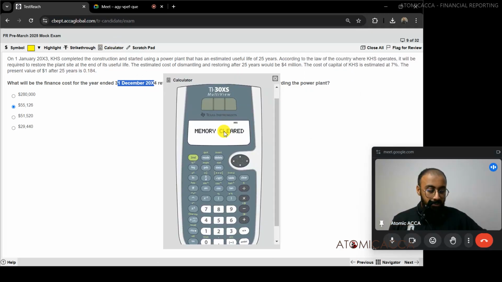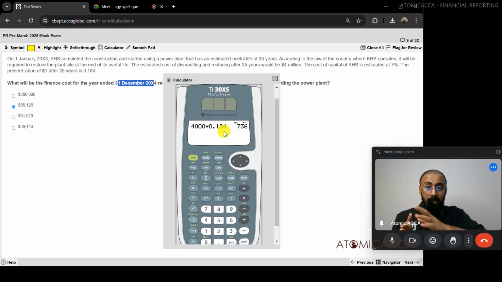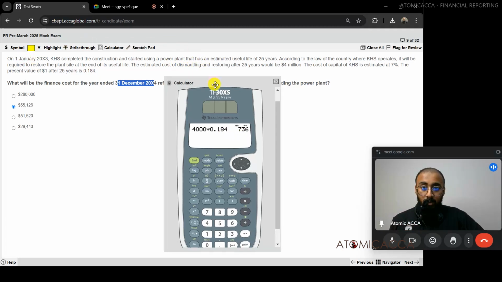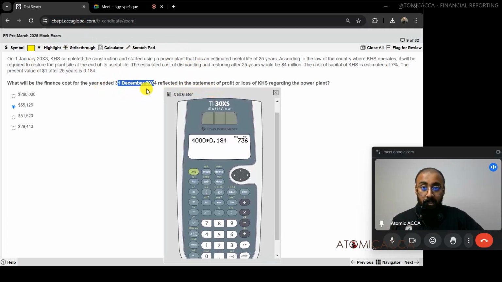The total amount is 4 million multiplied by the discount factor, 0.184. That is equal to 736,000, the opening figure. Now they want the finance cost for the year ended. This is not a 1-year timeline, this is a 2-year timeline: 1st Jan X3, 31st December X3, 31st December X4. So they want the second year finance cost.